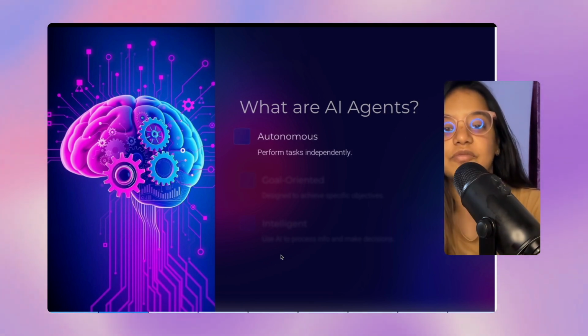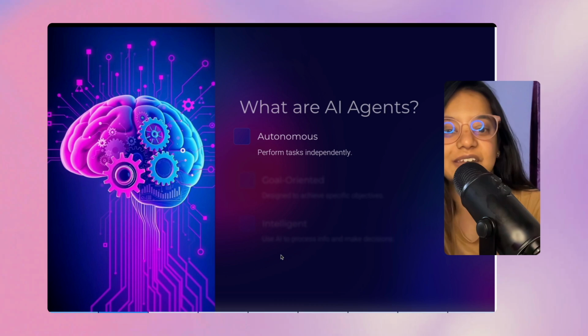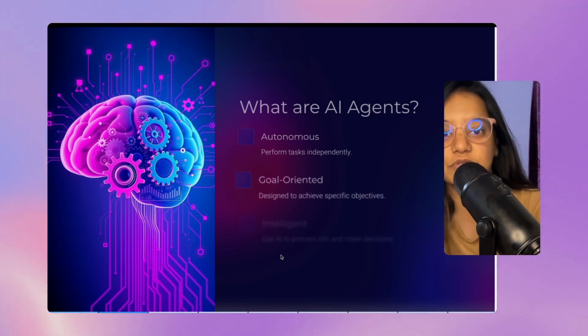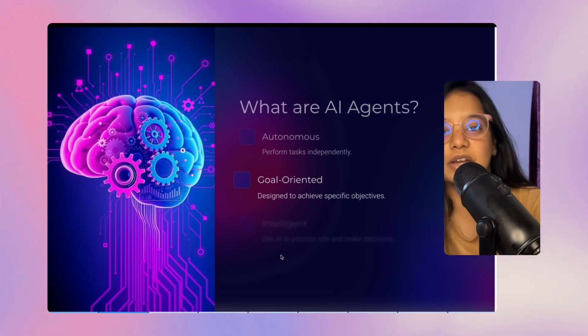So what are AI agents? Again, they are autonomous and perform tasks independently. As soon as autonomy comes into action, it becomes an AI agent and not just a random workflow. Then it is goal oriented. For example, in the Gmail replying agent we just took, the goal of the agent is to reply to every email by understanding it, not just sending the same static reply to each email. It goes through the whole content of the body and then replies accordingly, and that is why it is designed to achieve a specific objective.